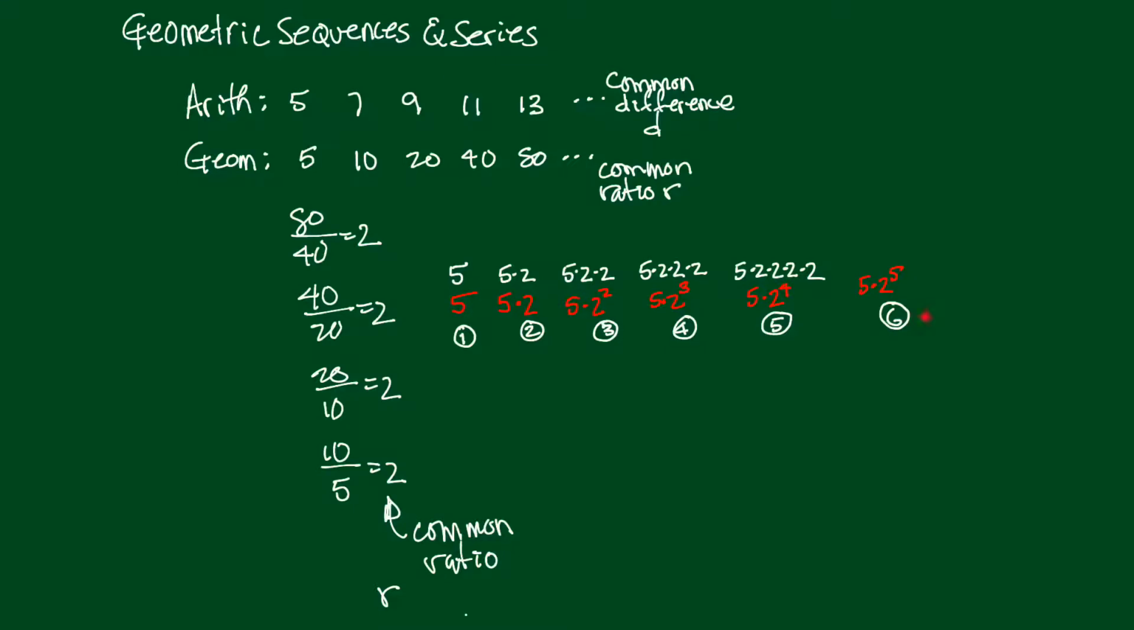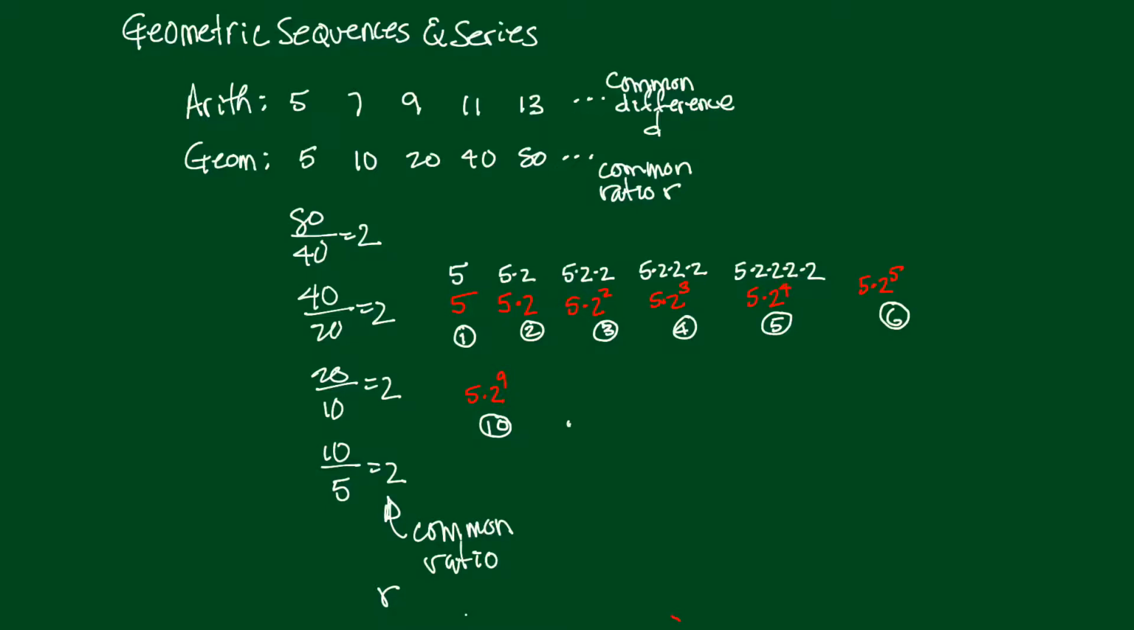Now, what if we just kept on going? 7, 8, 9, 10. Let's look at the 10th term. Can you make a guess of what we're going to write for this one? I think it's going to be 5 times 2, and how many 2's? Well, the pattern suggests that the number of 2's, the number of common ratios, is always 1 less than the term number. So at term 10, 1 less is going to be a 9.